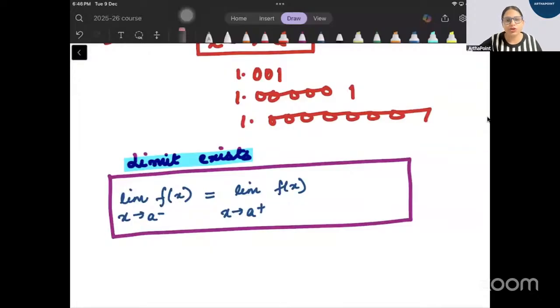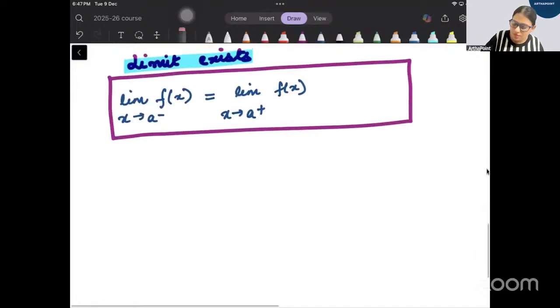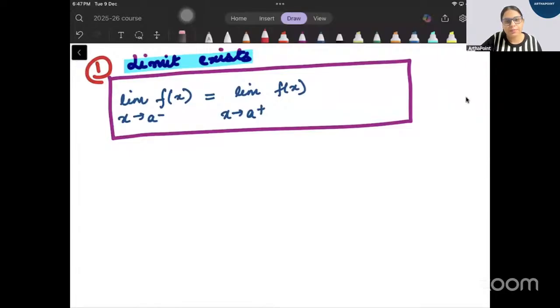So a limit of a function exists. When will limit of a function exist? Limit of a function will exist when the left hand side will be equal to the right hand side. Then we can go ahead and we can say that yes, in fact, the limit of the function is existing. So this is called as existence of limit, right? This is the first thing which you have to remember.